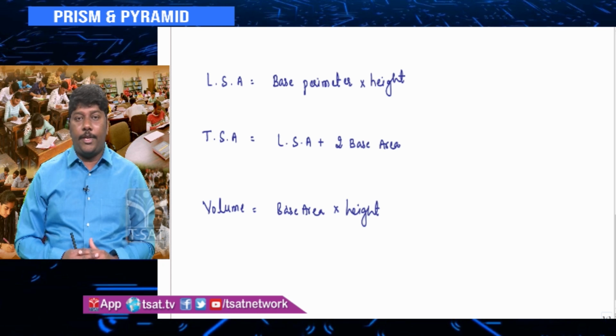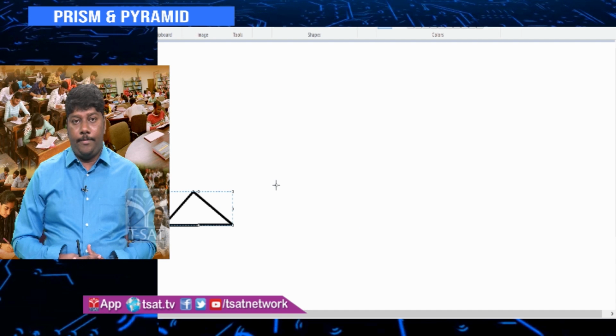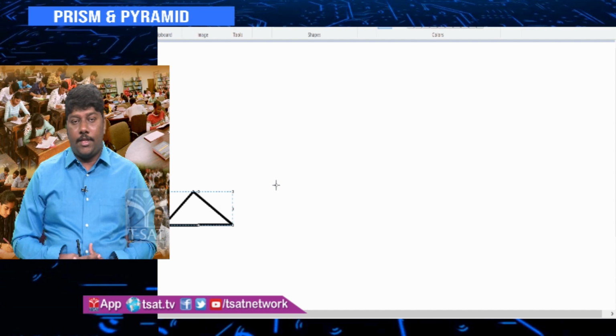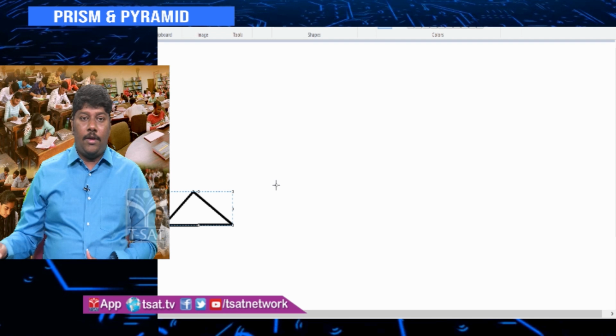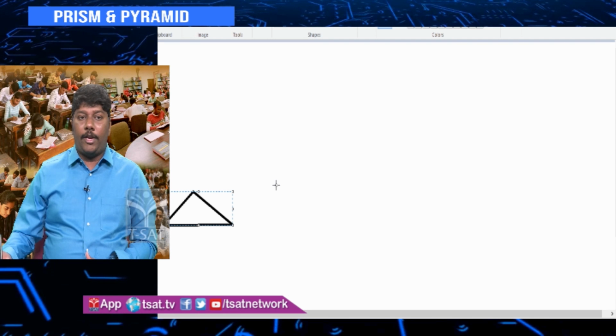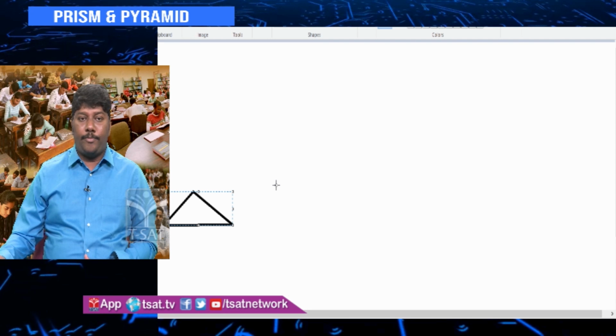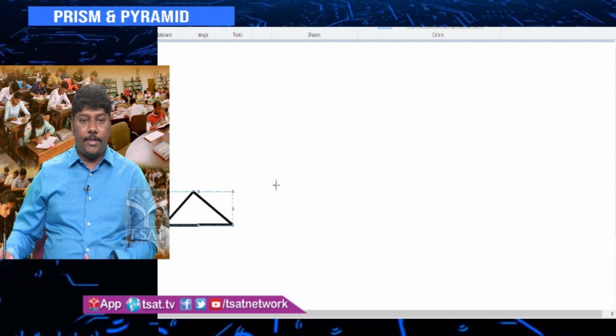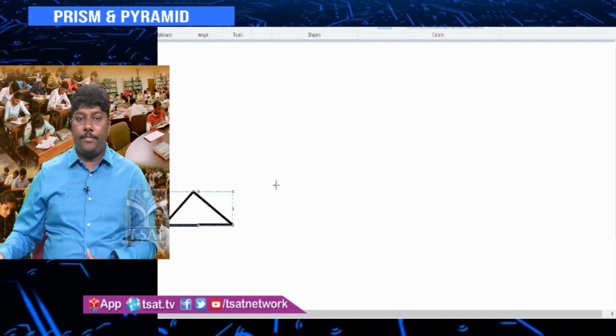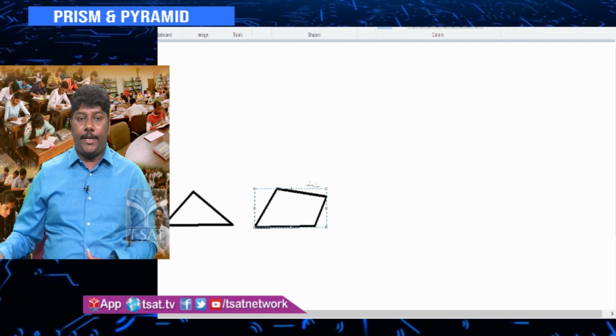Now we will look at what a pyramid is. A pyramid is a polyhedron where you connect a polygon to the apex. All the vertices of a polygon must be joined to the apex, or else a point. So I am taking a triangle, I am taking a quadrilateral. Any polygon you can take as a base.